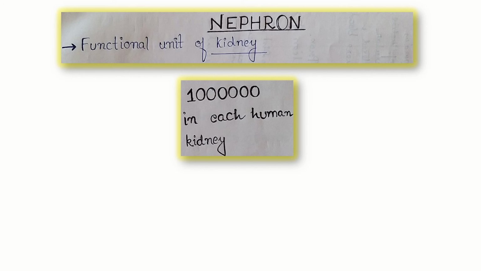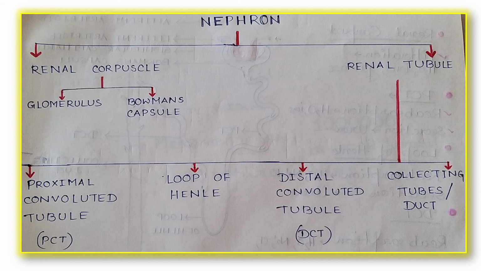There are approximately a lakh of nephrons in each of the kidneys. More than that, in fact, you have in each of your kidneys. All right. So 10 lakh nephrons in each human kidney. Okay. Now let's see what the various parts of a nephron are.